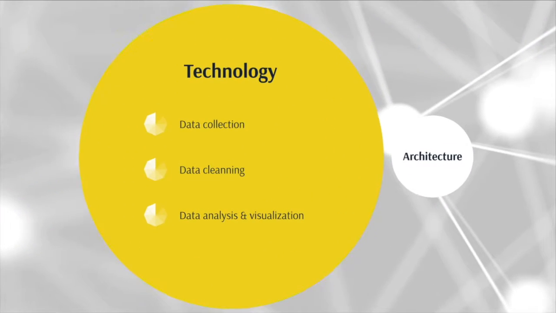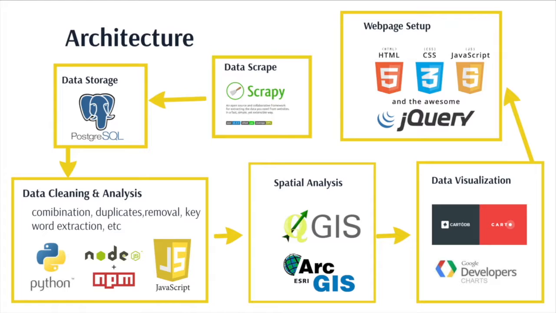In terms of our technology, here is our structure. First, we use Scrapy, which is basically a Python library, to scrape and parse our data from Craigslist. Then we store our data in PostgreSQL. Then we use Python, NPM, and JavaScript to clean and analyze our data. Then we use QGIS and ArcGIS to spatially analyze our data. Then we put our data in Google Charts and Carto, which is an online visualization platform, to do our data visualization. Then we use HTML, CSS, and JavaScript to set up a web page and synthesize all our information.